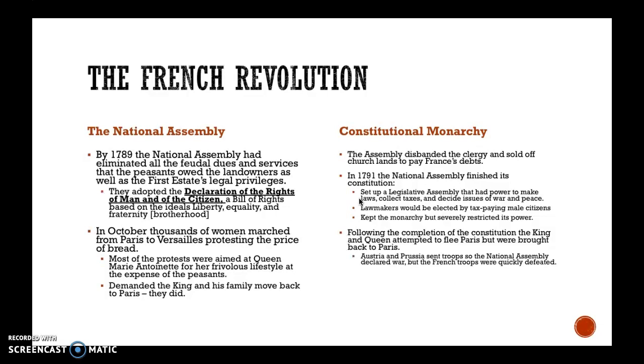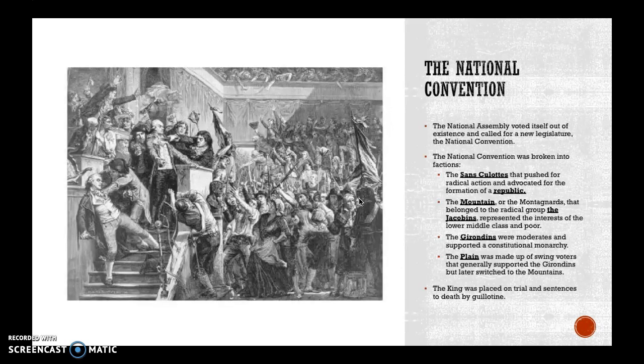After that, the king and queen attempted to flee Paris, but they were brought back. And Austria and Prussia, the nearby other monarchies, sent troops, so the National Assembly declared war, but the French were quickly defeated because they were super small. Now, the National Assembly voted itself out of existence, and so they called for a brand new legislature called the National Convention. This is super confusing, so keep up.